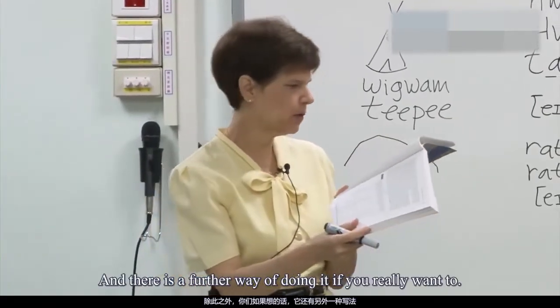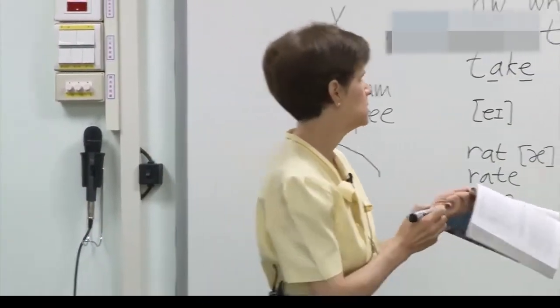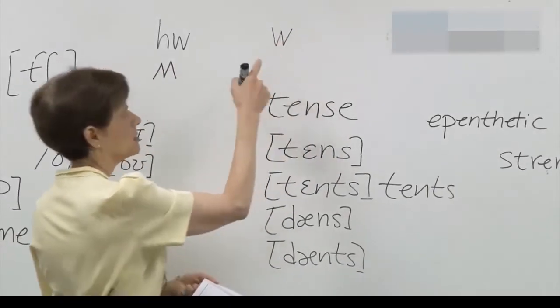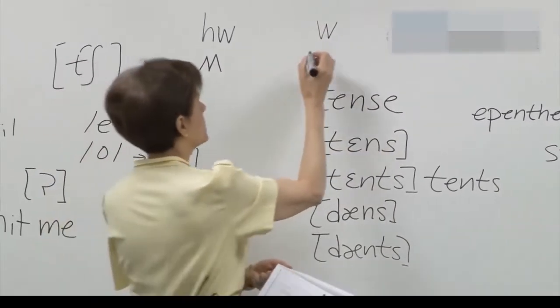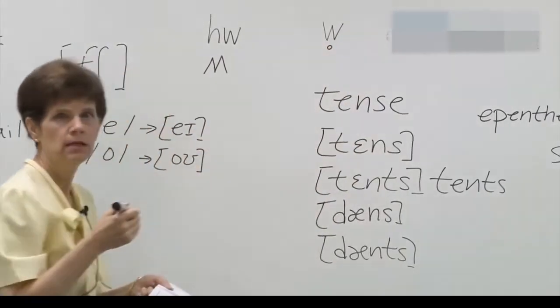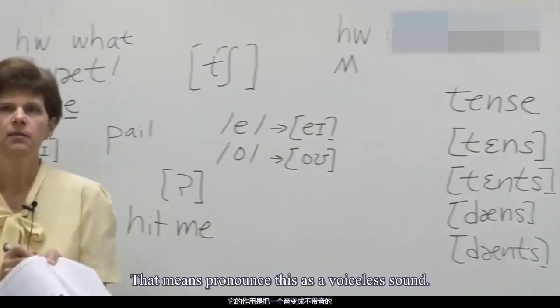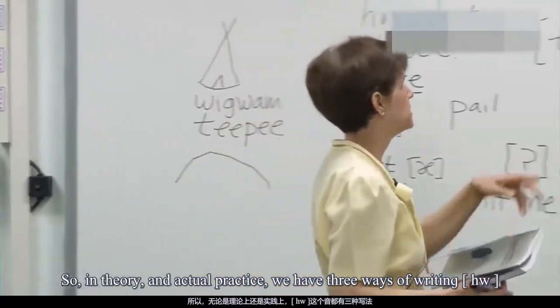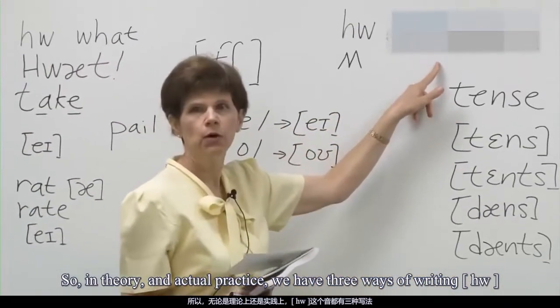And there is a further way of doing it if you really want to. Because this is a voiced or voiceless sound. It's voiced. If we want to make it voiceless, 有个符号，下面一个空的一个圈圈. That means pronounce this as a voiceless sound. So in theory, in actual practice, we have 3 ways of writing 或.